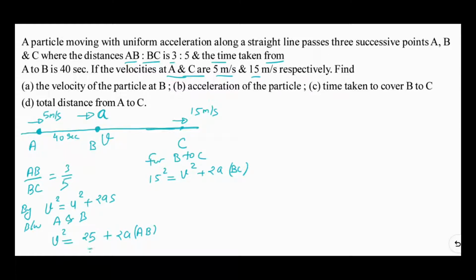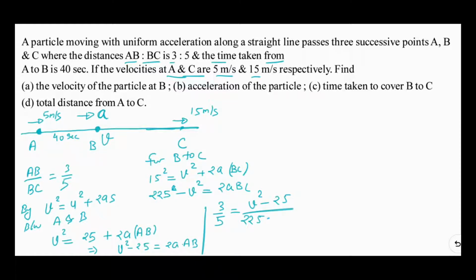So I can write the first equation as V square minus 25 equals 2a into AB, and the second equation as 15 square, that is 225, minus V square equals 2a into BC. You can divide these equations, as you know AB by BC is 3 by 5. So you will get 3 by 5 on the LHS, equal to V square minus 25 divided by 225 minus V square on the RHS. You can solve this equation to get the value of V.